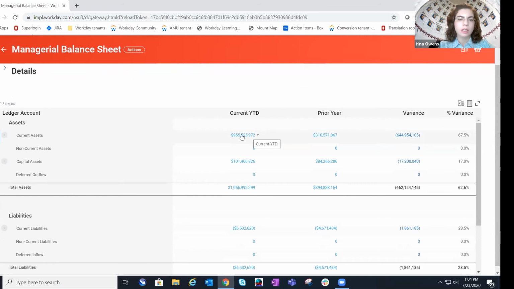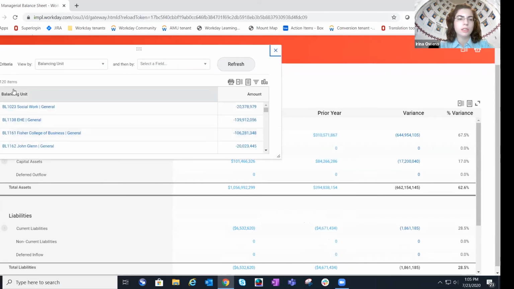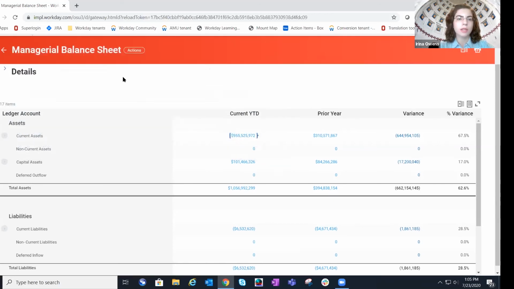So we're going to, again, look at the current assets section. We're going to click on the arrow next to the number. And we're going to pivot it by balancing units. You can see there are 120 balancing units that make up professional college. This is helpful for some people when they're running a report at a high level. But if you're trying to run this report for your particular unit, you have to be careful that you select the right value when you're running the report.